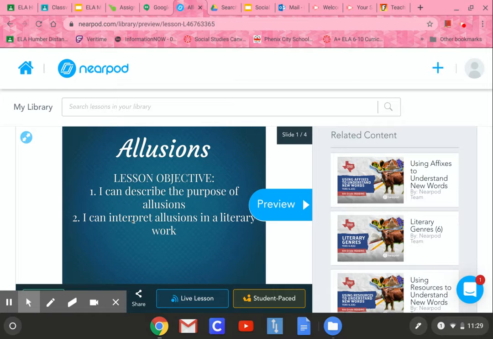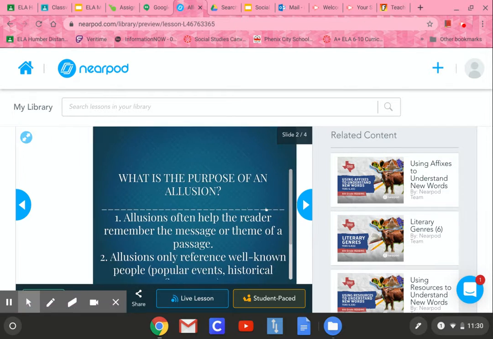So your objective for today is I can describe the purpose of illusions. Your other objective is I can interpret illusions in a literary work. The first objective basically means you can describe why an author or a writer would want to include an illusion in their writing. And the second one, all that means is you can tell or describe the meaning of an illusion. A little bit of what we touched on yesterday.